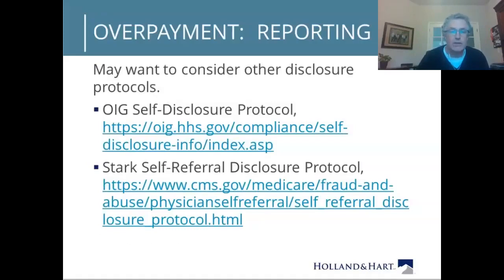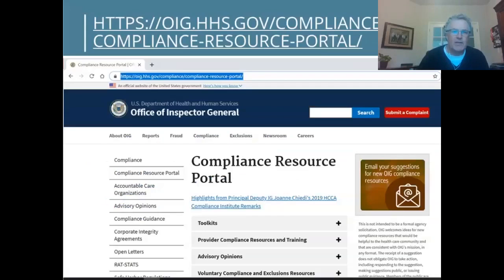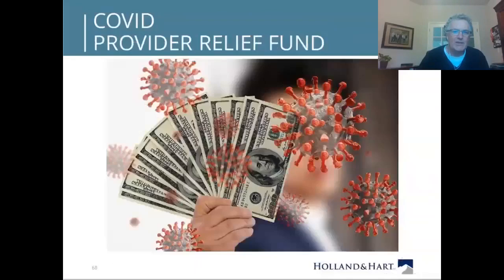But there may be situations where you know that it's a serious situation and you want to get whatever benefits you can by going to the government first through the OIG protocol. When it comes to Stark, CMS, I think, has been a lot more reasonable when it comes to the self-disclosure protocols, and so I'm generally a proponent of using the Stark self-disclosure protocol when it comes to Stark violations. The government has a whole bunch of other resources dealing with compliance issues on the OIG's website. You can go there and access those.